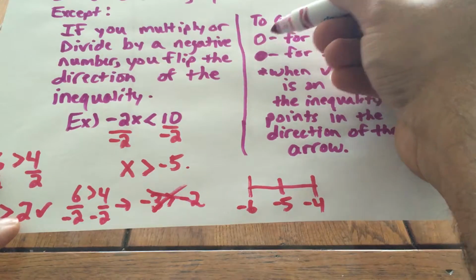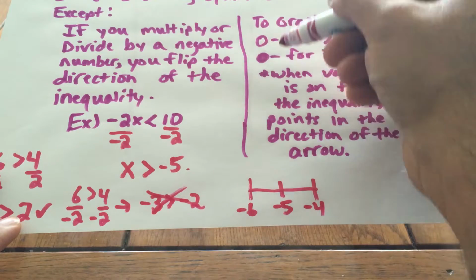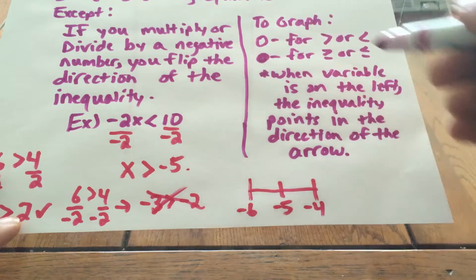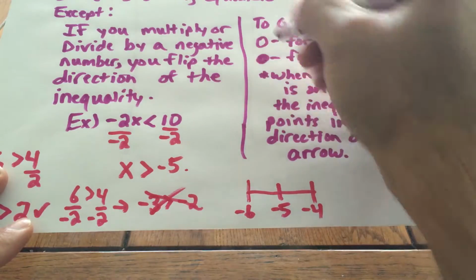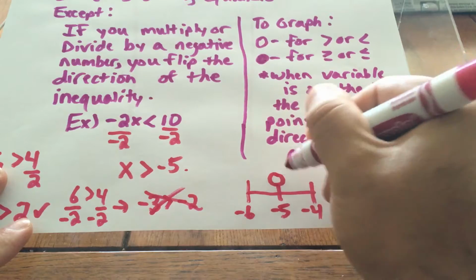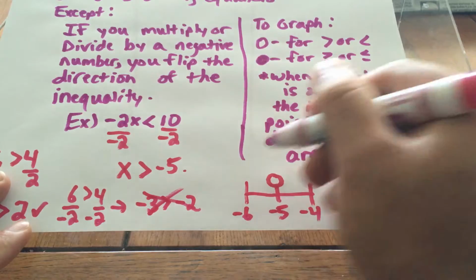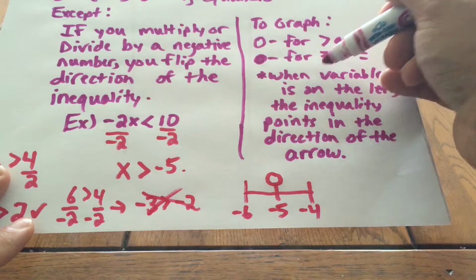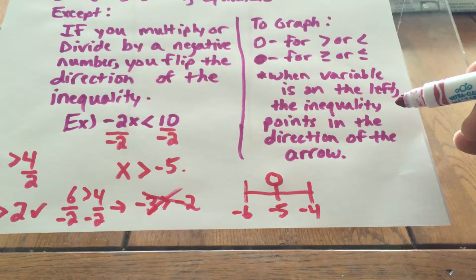So the rule is for greater than or less than, you're going to put an open circle, and for greater than or equal to or less than or equal to, we're going to put a closed circle. Okay, so in this case our solution is greater than, so we'll use an open circle over top of -5, which is our solution. And now we have to decide which direction the arrow points. So the way this works, a little sort of shortcut rule that I remember, is when the variable is on the left, the inequality actually points in the direction of the arrow. The inequality will point in the direction of the arrowhead.